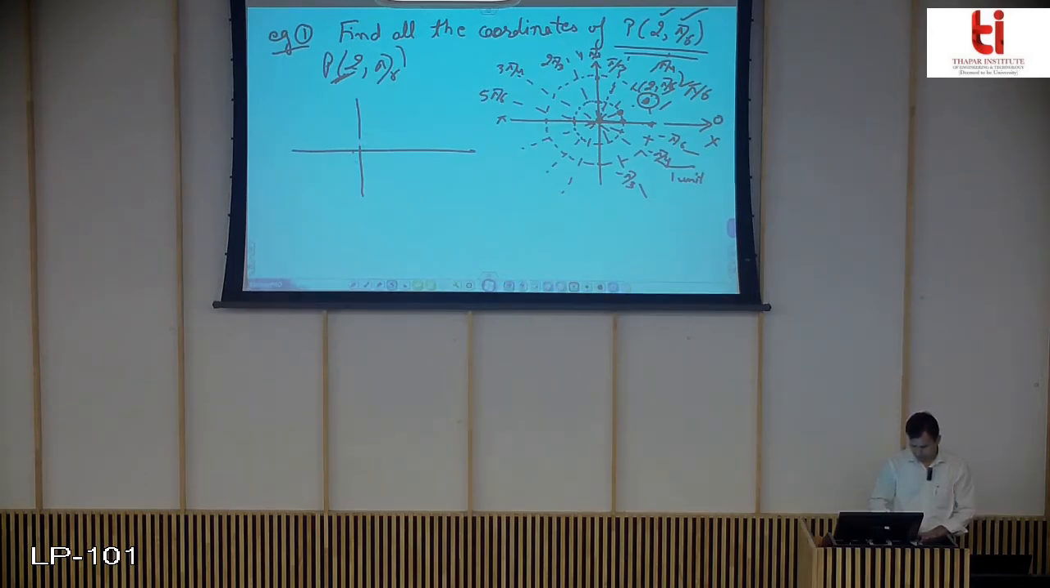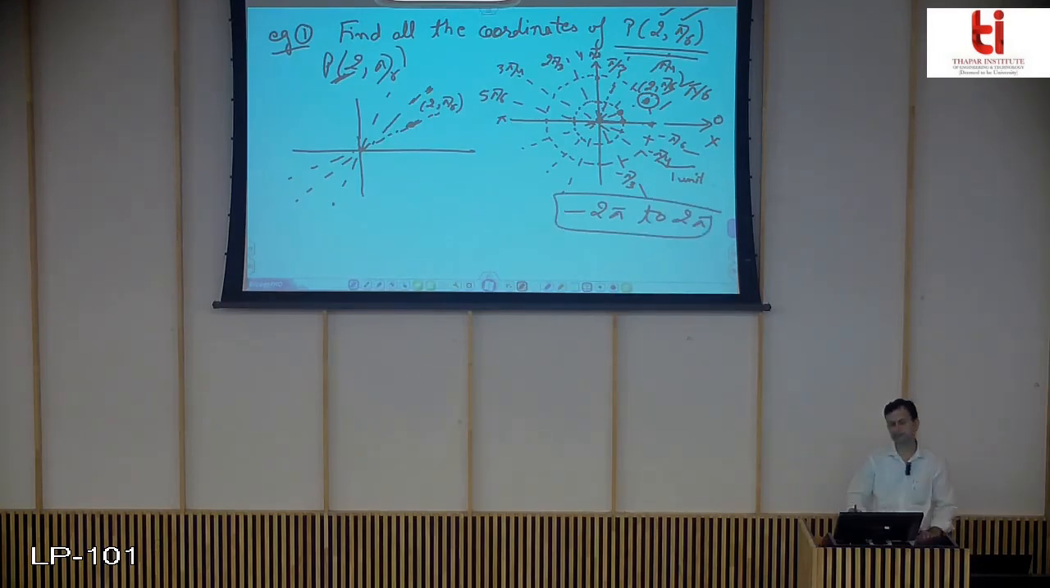Now you know that here your (2, pi by 6) is. Now I have to find the other representations of this point (2, pi by 6), and that too between minus 2 pi to 2 pi, minus 360 to 360, because these are the common representations that we usually use for graphing the polar curve. So we will restrict the representation only up to minus 2 pi to 2 pi.